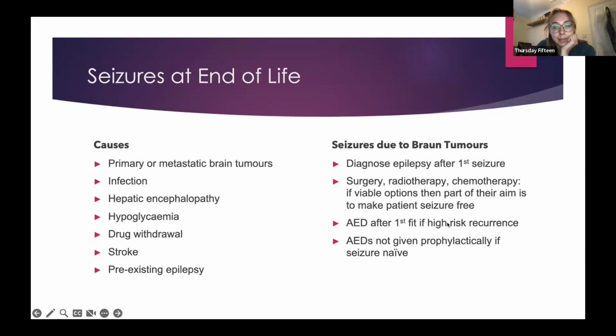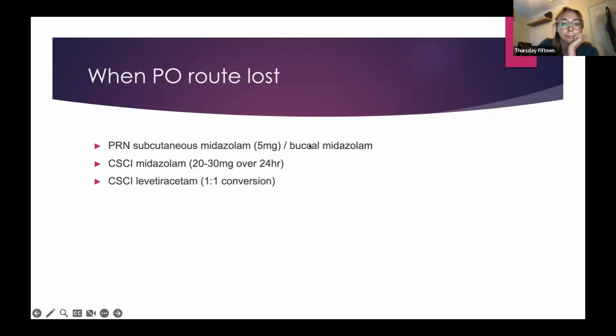You'd start an antiepileptic after the first fit if they were a high risk of recurrence, and you don't give them prophylactically. So if someone's not had a seizure, you wouldn't give them levetiracetam just to prevent them if they ever did have one. You only give it after they've had their first fit. And you also need to make sure that the patient stops driving if they're still doing so at that time.